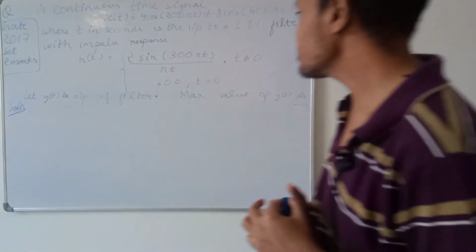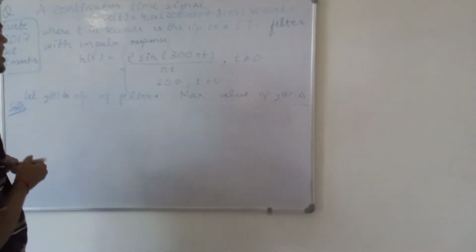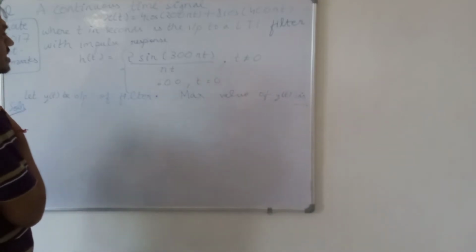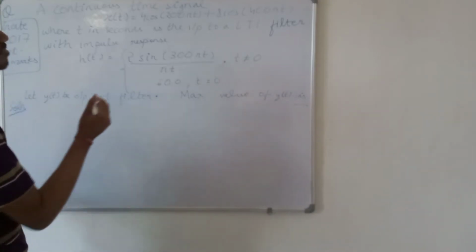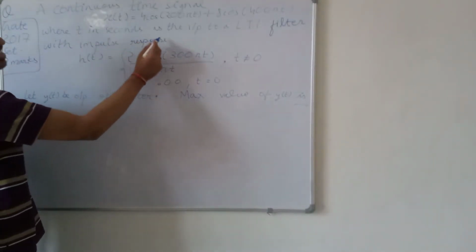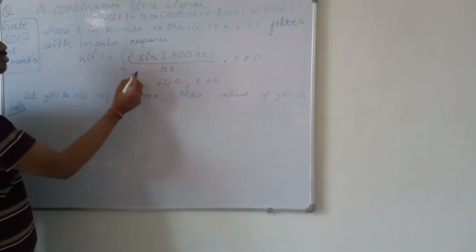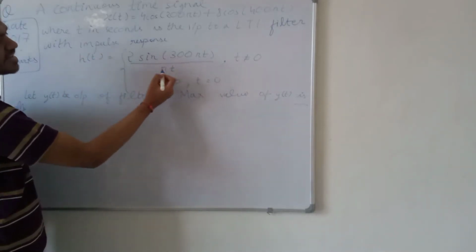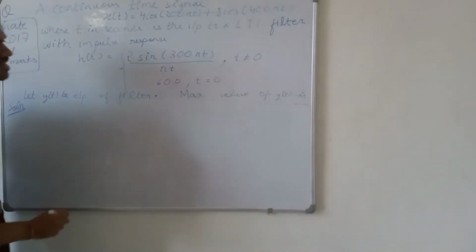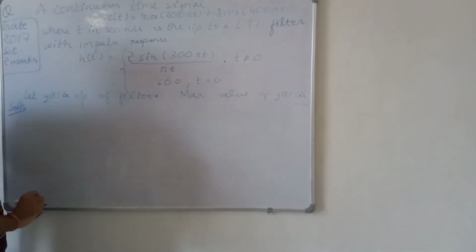So this question is from GATE 2017. It says that a continuous time signal x(t) = 4 cos(200πt) + 8 cos(400πt). So x(t) has two components, and t is in seconds. It is the input to an LTI filter with impulse response h(t) = 2 sin(300πt)/(πt) for t not equal to 0, and 600 for t equal to 0. So this is the impulse response of an LTI filter.